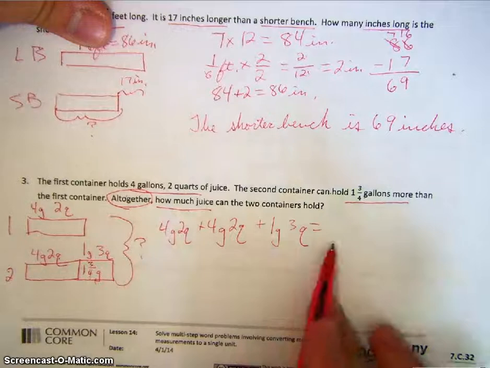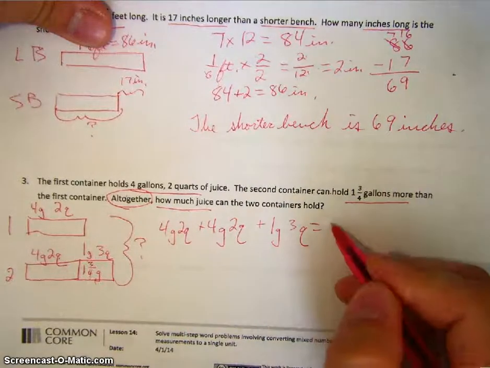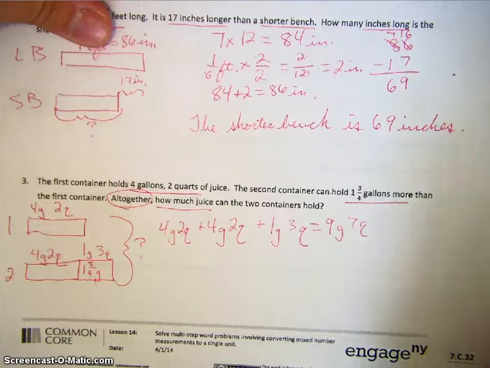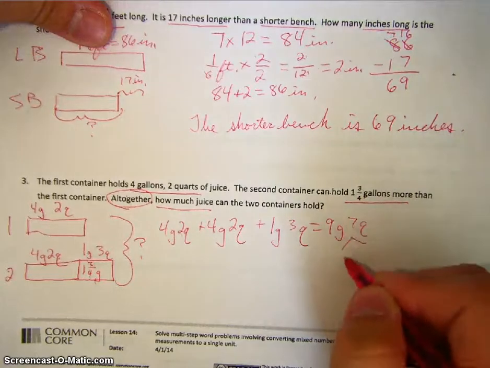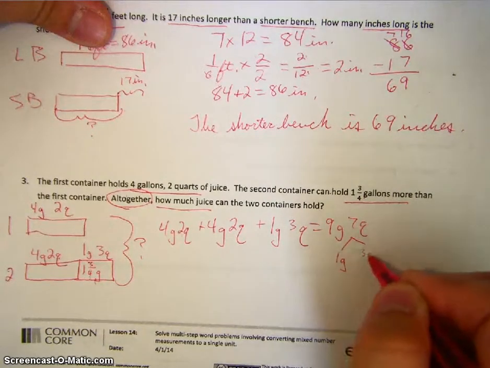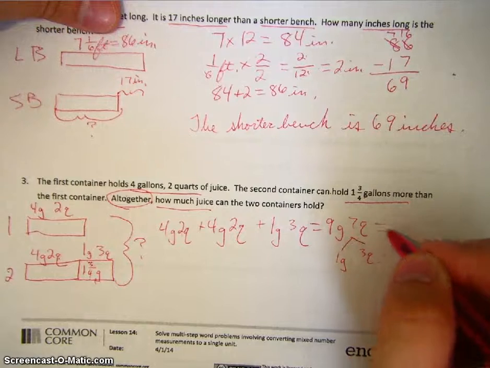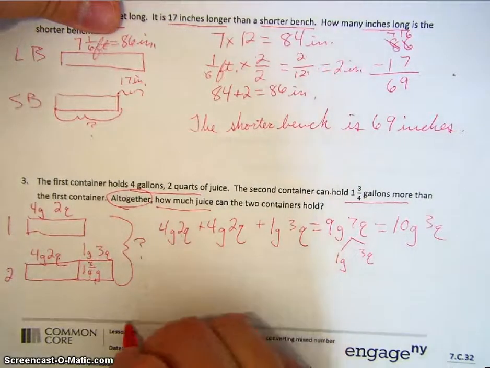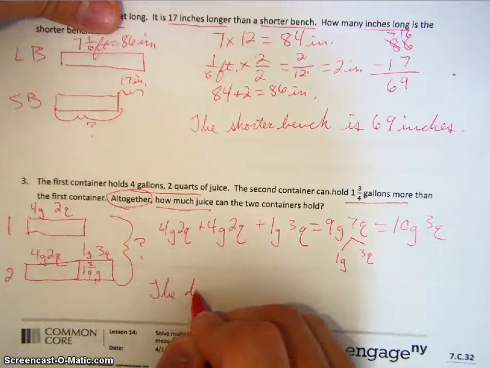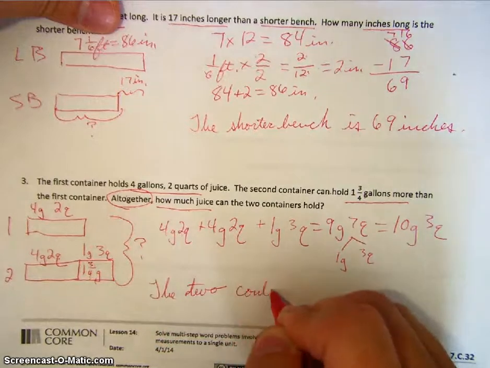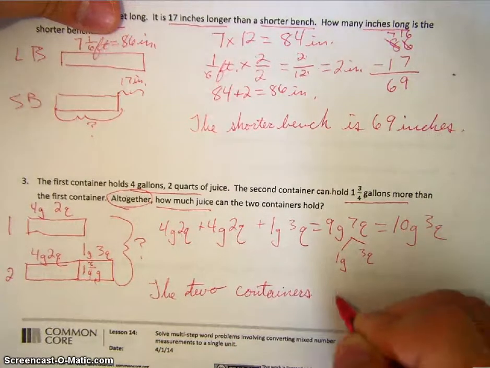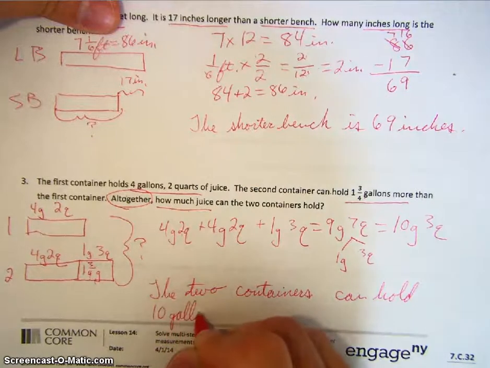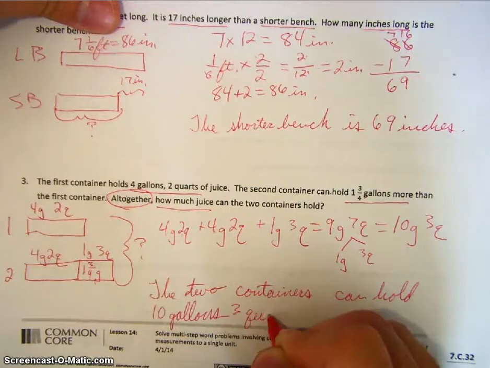So now we add up our like units and we see 4 plus 4 plus 1, 9 gallons, 2 plus 2 plus 3, 7 quarts. Well again, there's 4 quarts in a gallon, so now our 7 quarts is 1 gallon and 3 quarts. So that gives us a total of 10 gallons and 3 quarts. So the two containers can hold 10 gallons, 3 quarts.